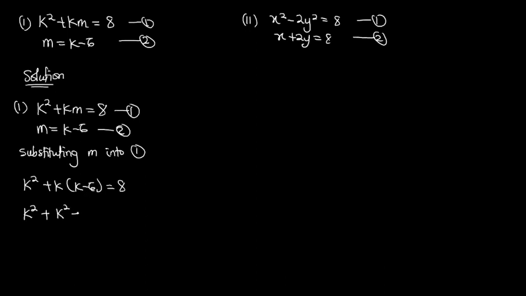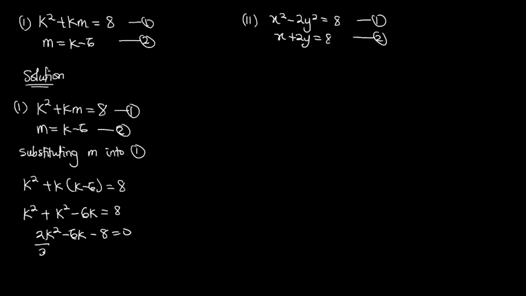K multiplied by negative 6 will give me negative 6k is equal to 8. So k squared will give me 2k squared minus 6k. I bring the 8 to the other side of the equal to sign, it becomes minus 8 equals 0. So over here, I have a quadratic equation, but I can see that these terms can be divided.